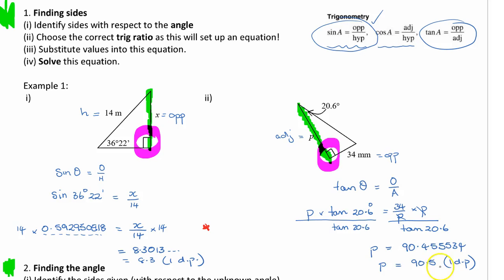90.4555. Again, show the calculator answer with the decimal places, and again, since there was no indication about rounding, we can decide how to round. I'm going to stop this video there and talk about finding an angle in a separate video.